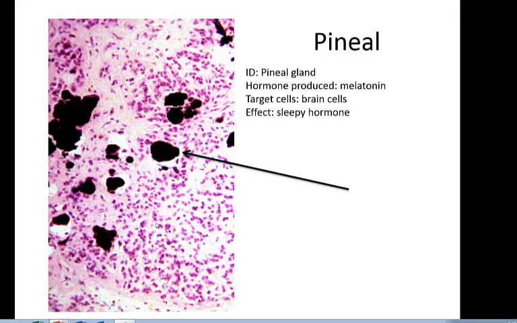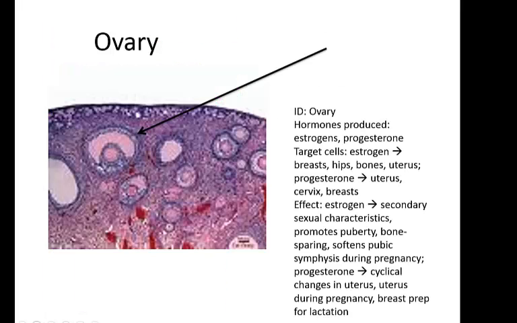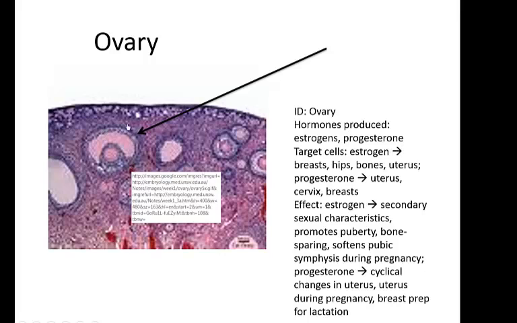So that's enough for the pineal gland. It's not a hard one to identify. Do you agree? Black stuff on the slide, pineal gland. Nothing else looks like it. Onward. If we can get there, let's see. Bing! Ovary. Look at that ovary. Okay, so you know it's an ovary.